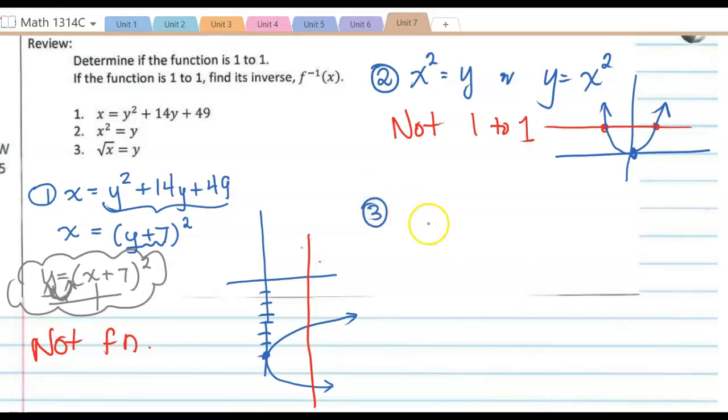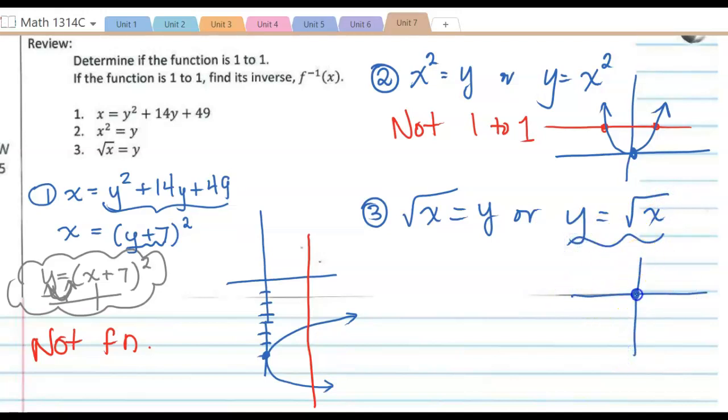For number 3, we have the square root of x is equal to y, or y is equal to the square root of x. Well, we know that that's our parent function that looks like this. It is a function as well as being one-to-one, so we need to go find the inverse. Remember, to find the inverse, the first thing we need to do is decide if it's one-to-one, which it was. Then we're going to switch the x's and y's, so I'm going to have the square root of y is equal to x, and then now I'm solving for y.